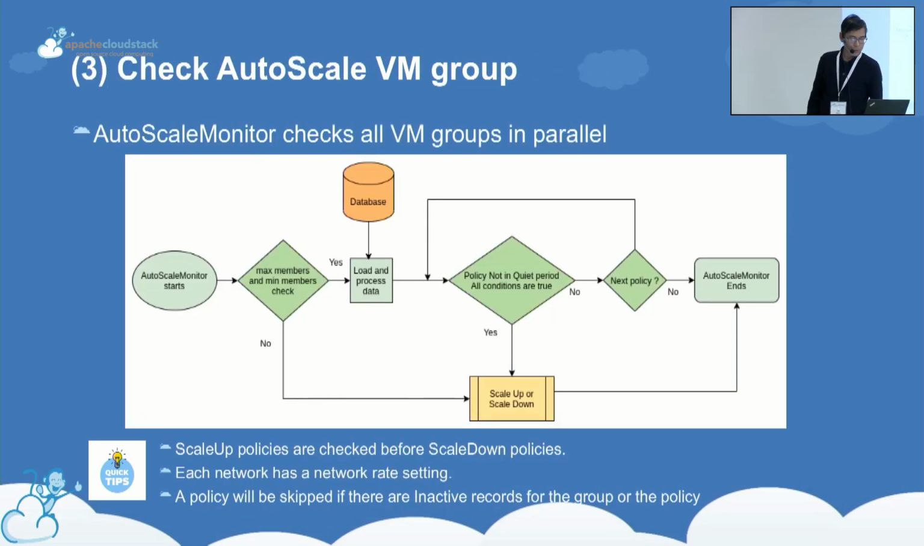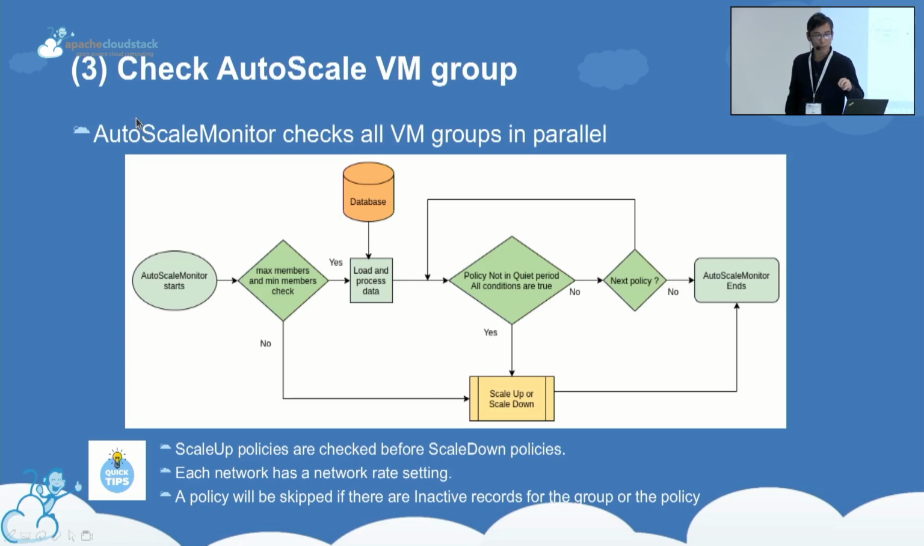So the next part is checking the AutoScale VM group. When I get the metrics, we need to check the metrics, determine the actions, and perform them. In CloudStack, there is a background thread named AutoScale Monitor. It checks all the VM groups in parallel.